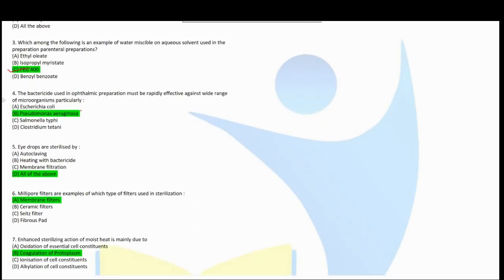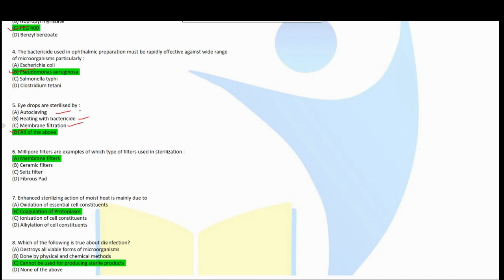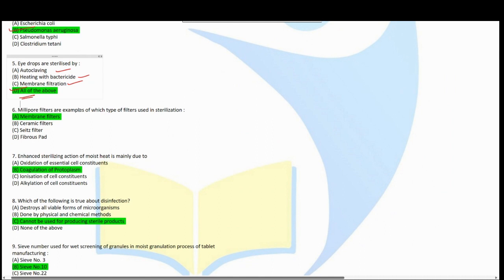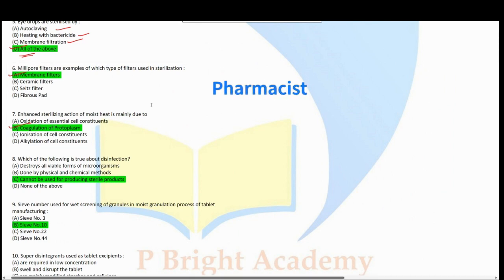The bactericide used in the ophthalmic preparation must be rapidly effective against a wide range of microorganisms, and the answer for that is Pseudomonas aeruginosa. Eye drops are sterilized by methods such as autoclave, heating with bactericide, as well as membrane filtration. So option D, all the above, is the correct answer. Millipore filters are an example of the membrane filters. Enhanced sterilizing action of moist heat is mainly due to option B, coagulation of protoplasm.